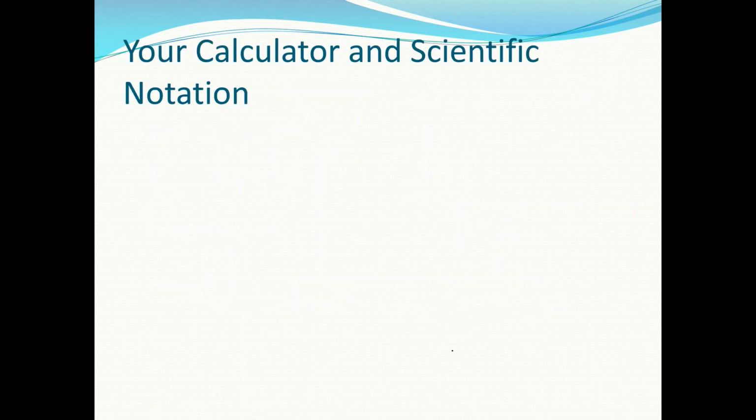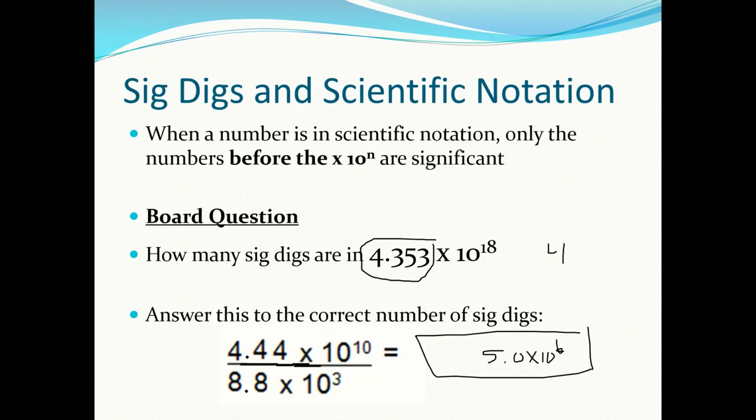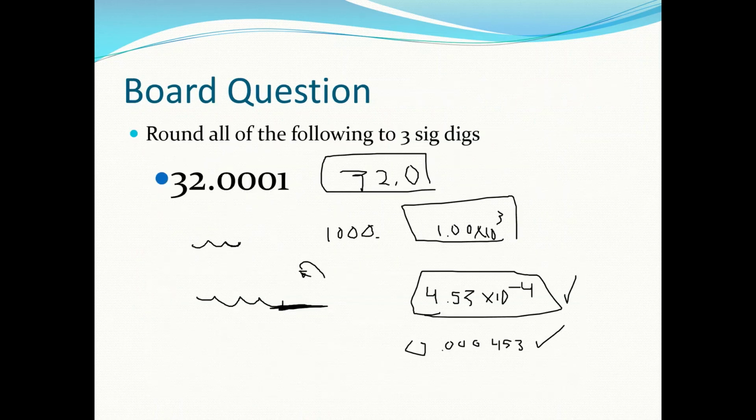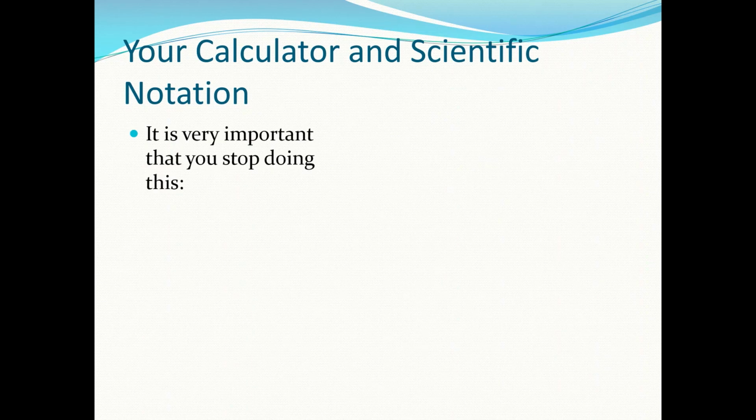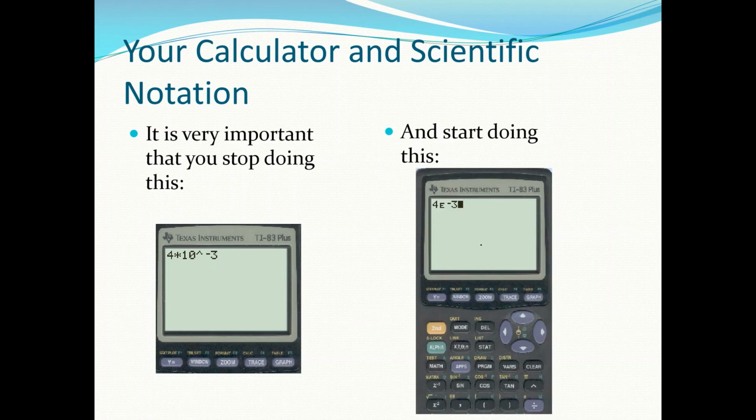So your calculator and scientific notation. So maybe you were doing this question here and you got it wrong. And the reason why you got it wrong is because you were typing it into your calculator wrong. So when you're typing stuff in your calculator, it's important that you stop doing this and you start doing this. Times 10 to the can all be simplified with this e. Times 10 to the and the e are the same thing.